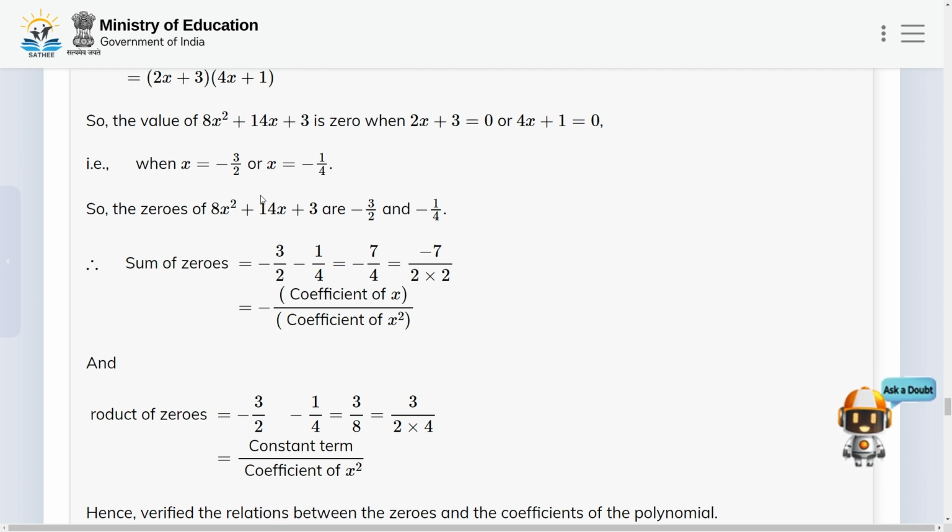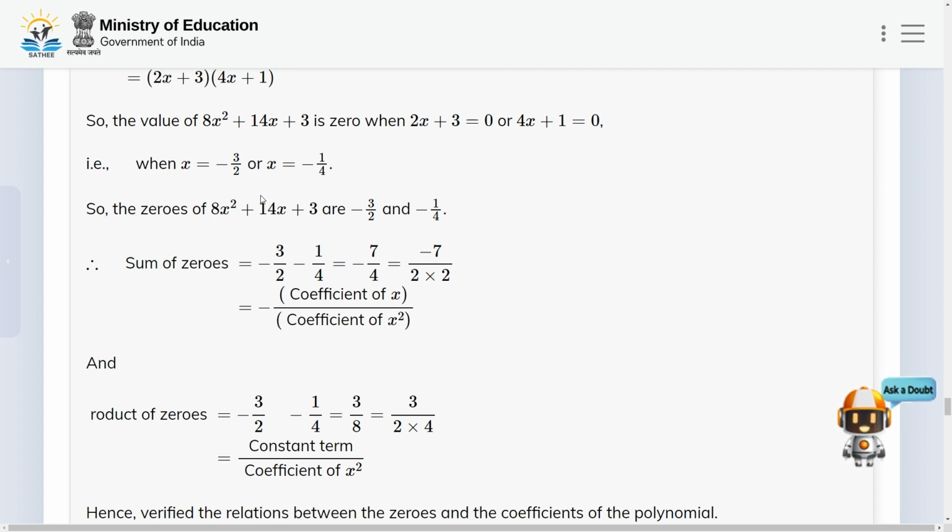Now let us check the relations between the zeros of a quadratic polynomial and its coefficients. The sum of zeros is equal to -3/2 - 1/4, that is equal to -7/4, and you can write -7/4 as -(7)/4, which is equal to -coefficient of x divided by coefficient of x squared.